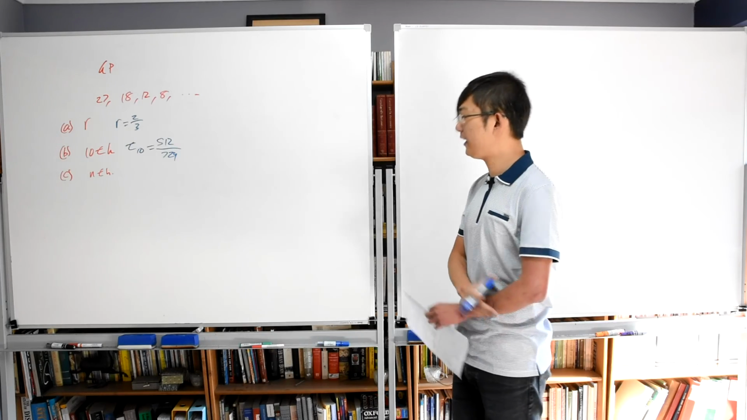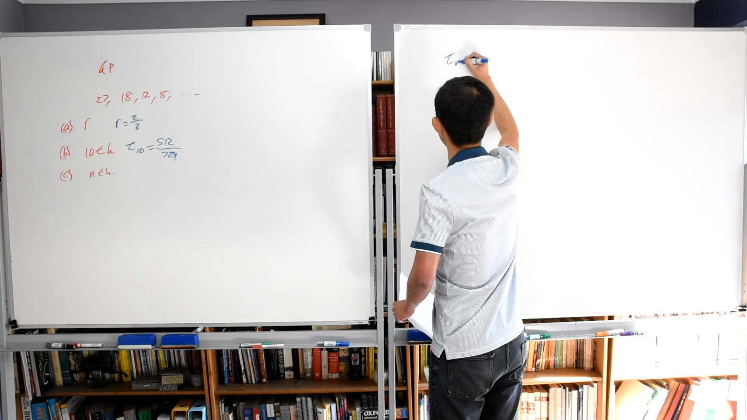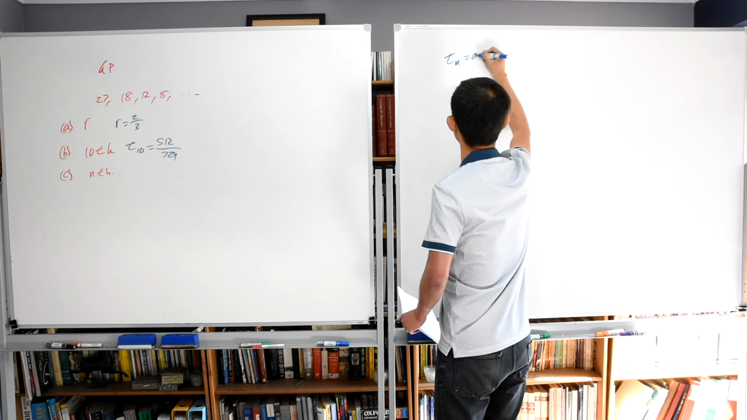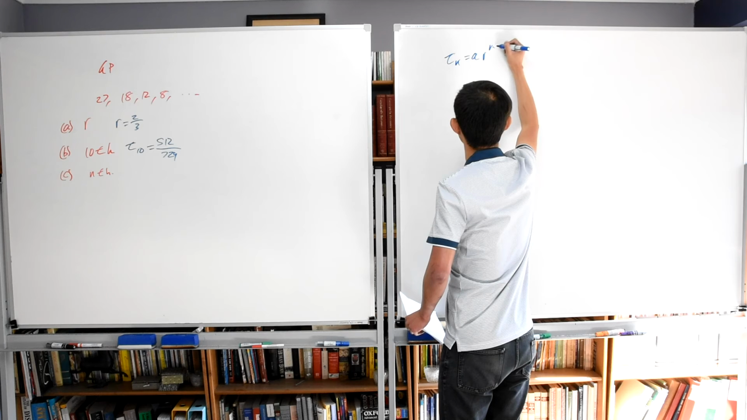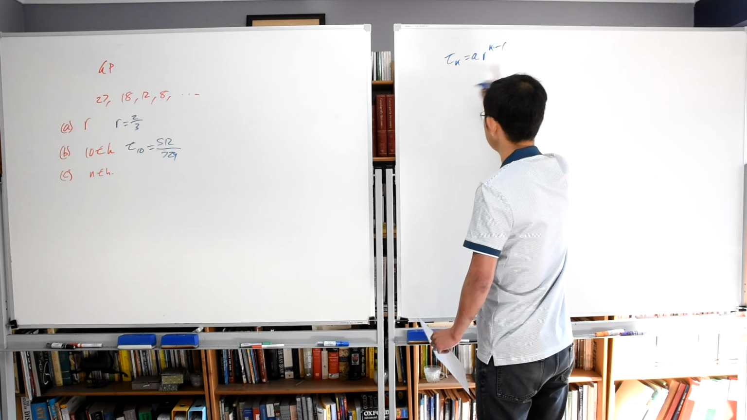And how do we find the nth term? Because we know that the kth term, or any term, is given by a r to the k minus 1, the nth term has got to just be replacing k with n.